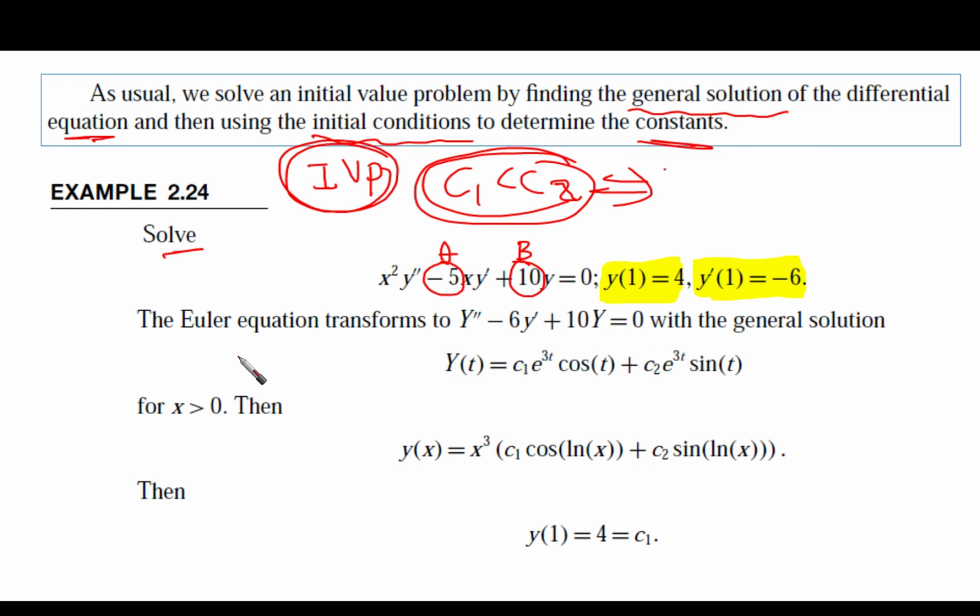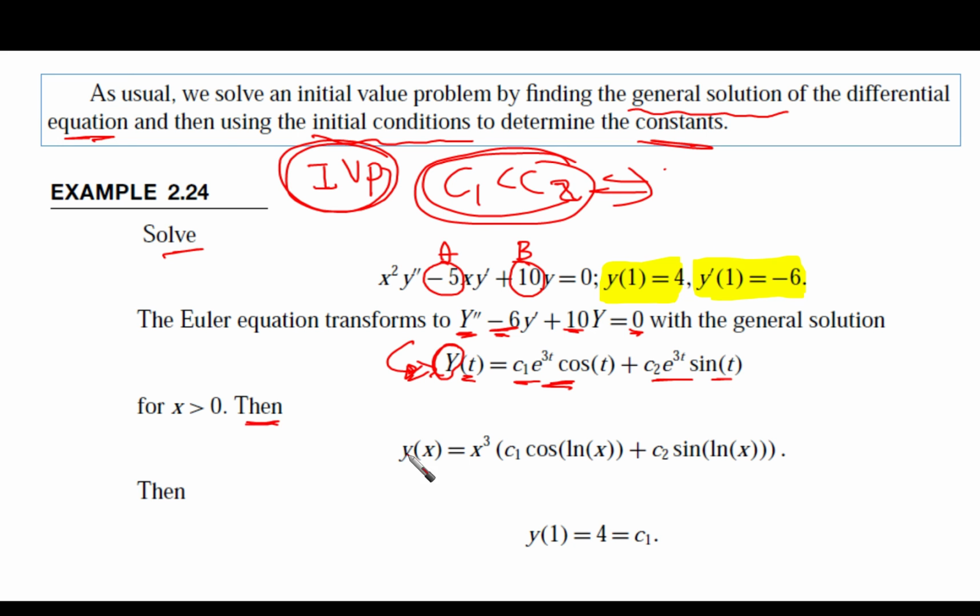Then our Euler equation transforms to y double prime minus 6, because we have here minus 5, so minus 5 minus 1 equal to minus 6, y prime plus 10, the same here, equal to 0. With the general solution, this is the characteristic equation. It seems that we are going to have complex roots, with 3 for alpha and beta is going to be 1, right? So we can check it, and we are going to have the general solution for the t parameter based on the uppercase y. It is c1 e to 3t cosine t plus c2 e to 3t sine t. Okay, so this is our equation based on t.